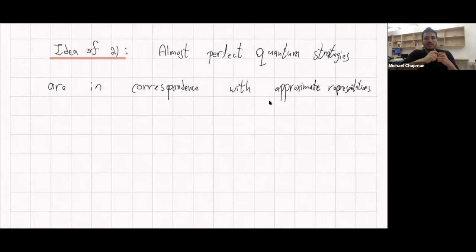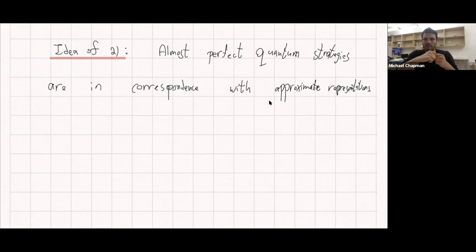It means that you have quantum strategies that approach one, right? Better and better quantum strategies. Maybe the dimension gets larger and larger, but you have better and better quantum strategies for this game. And the point is that almost perfect quantum strategies are in correspondence with what we called in this seminar approximate representations of the group. So there is a relation between things that are almost representations of the game group and almost perfect quantum strategies. We can show that we can interchange between these two things. And this is exactly what generates the homomorphism.